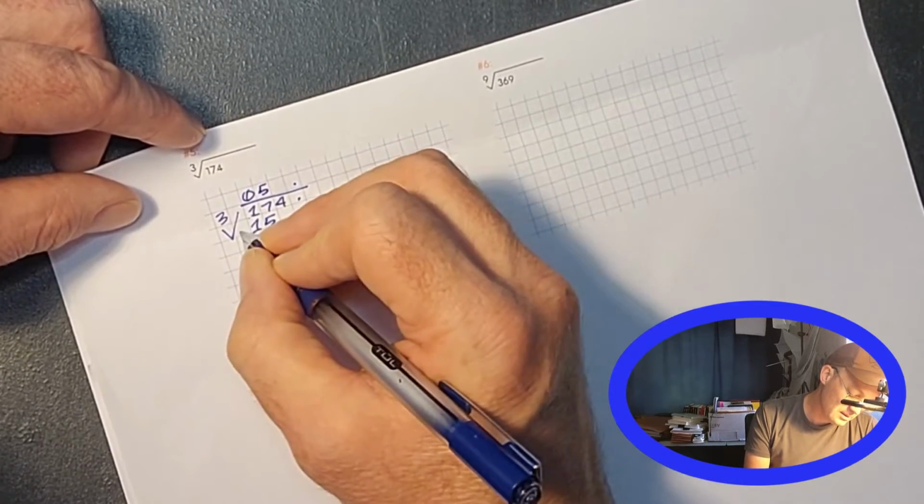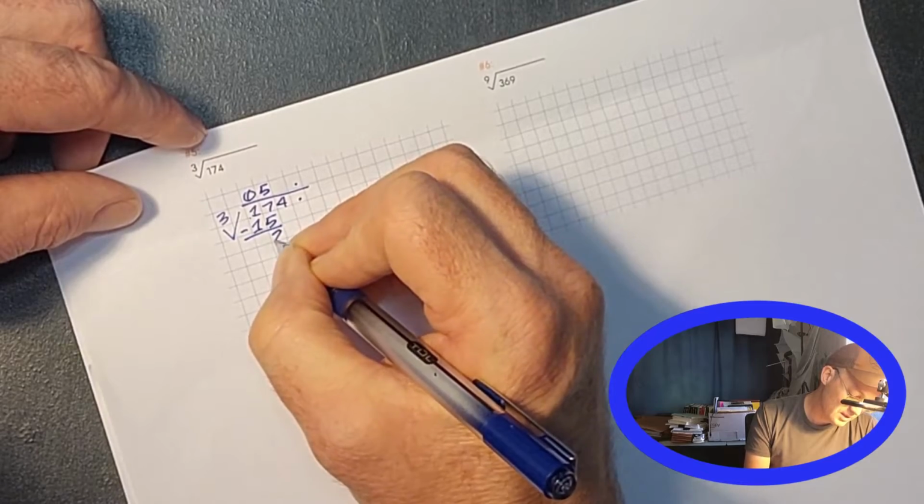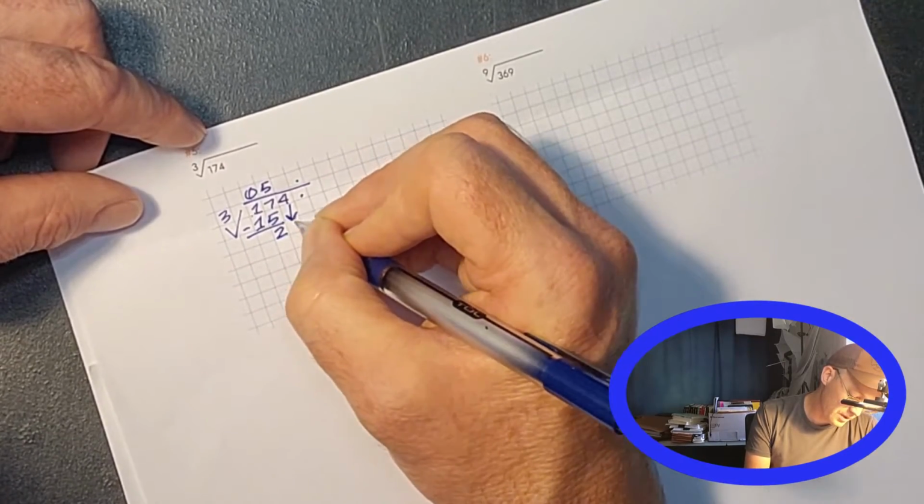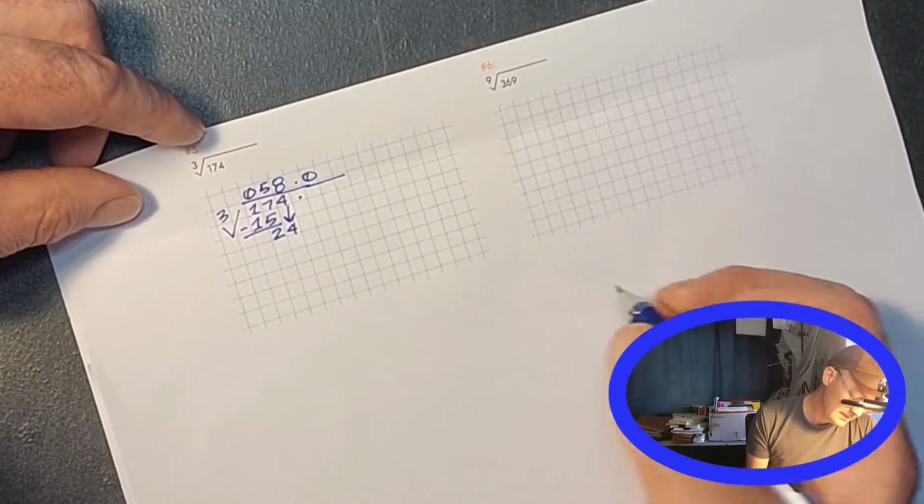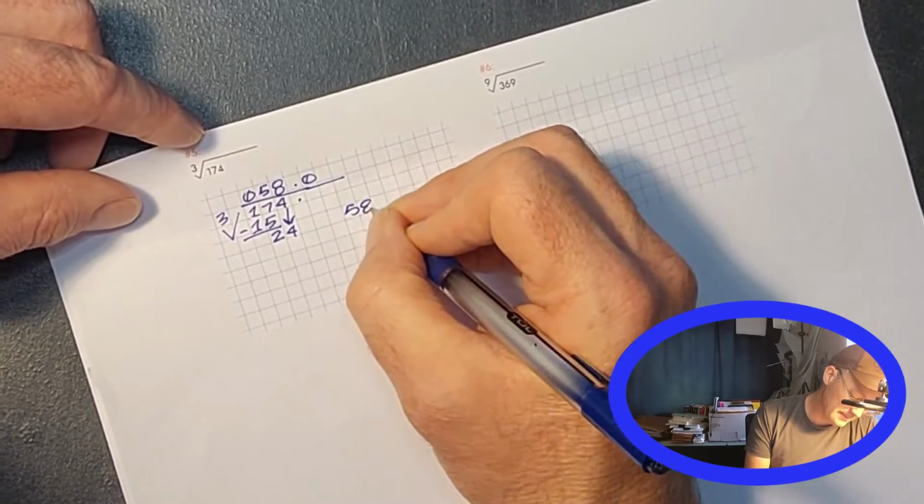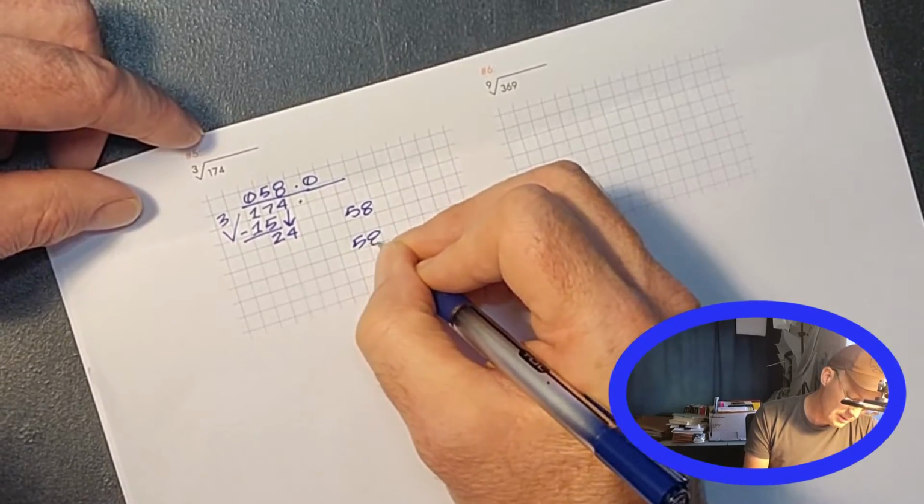So 15. 17 minus 15 gives us 2. Drop the 4 down. 3 goes into 24 8 times. So our final answer is going to be 58. Or if you want, 58.0.